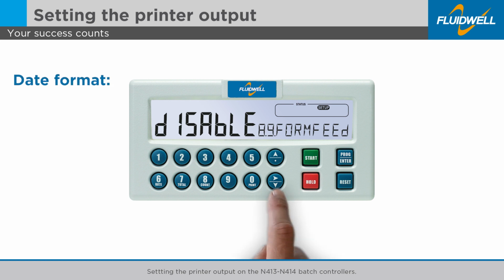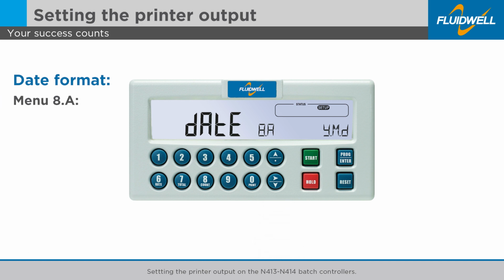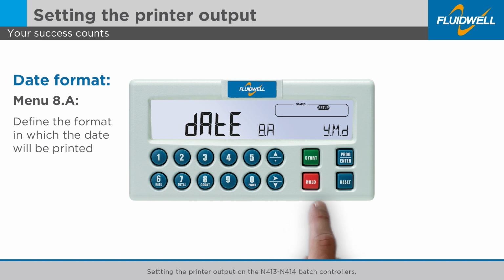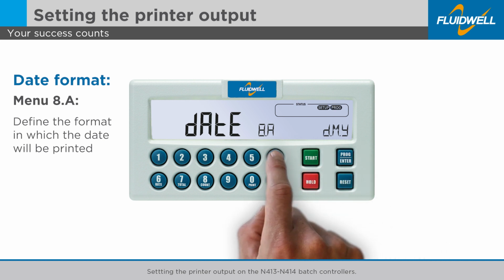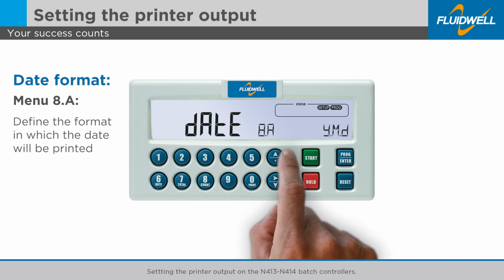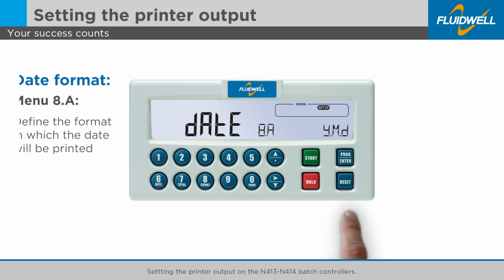Use the arrow up button to go to Menu 8.A Date to define the format in which the date will be printed. Press Prog to change this setting. You can use the arrow buttons to change the setting. Press Prog to store this setting.